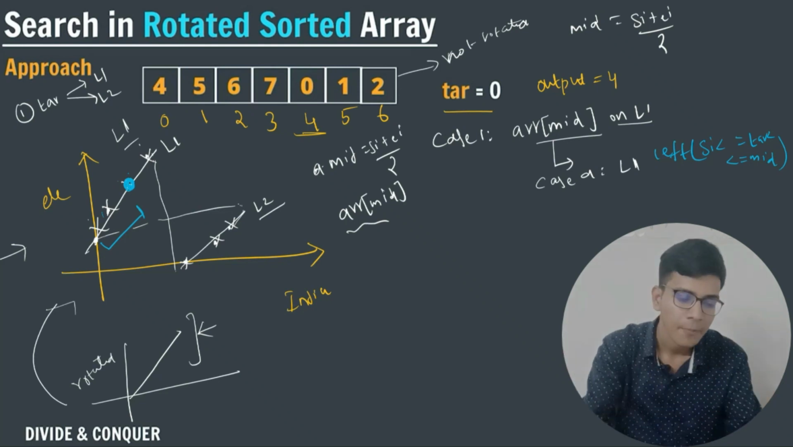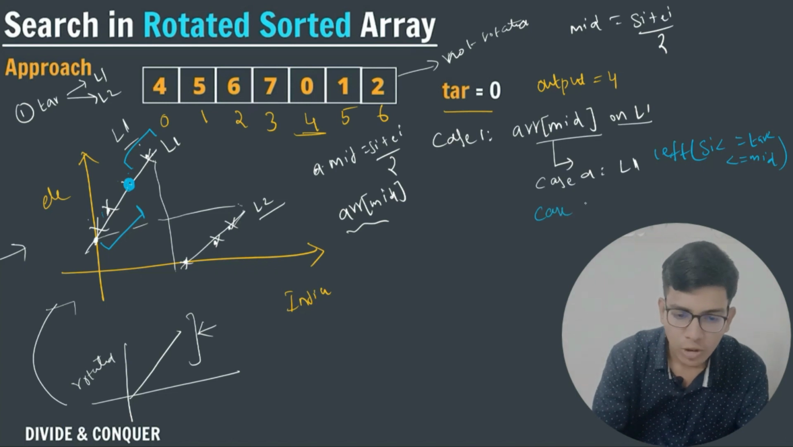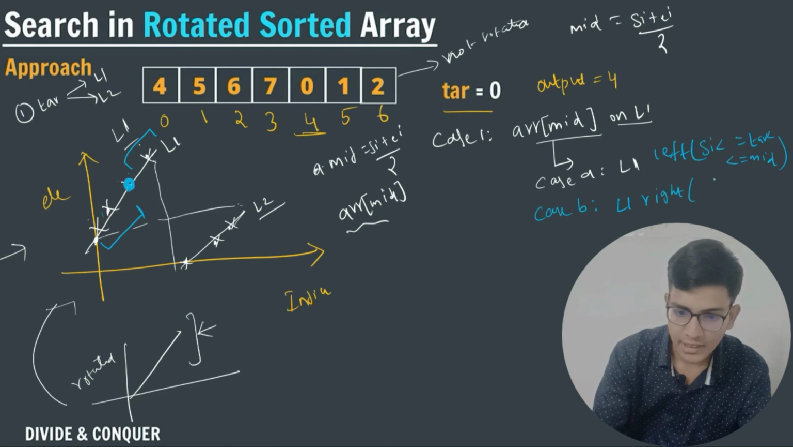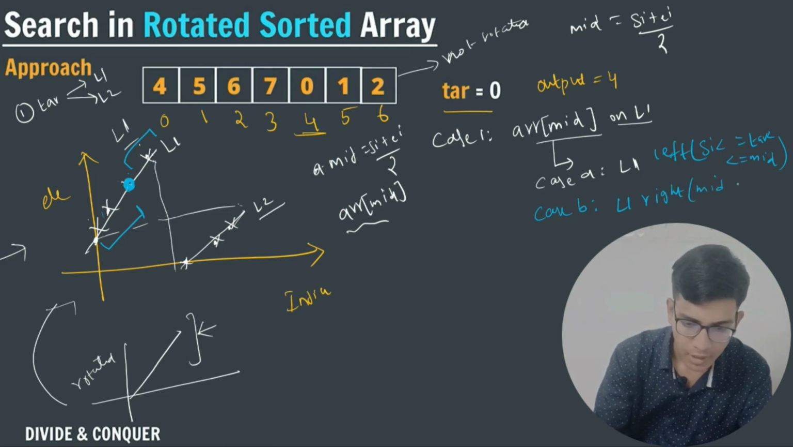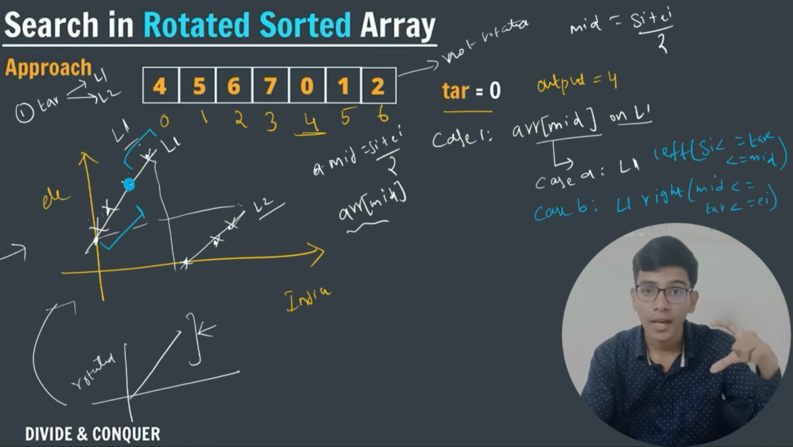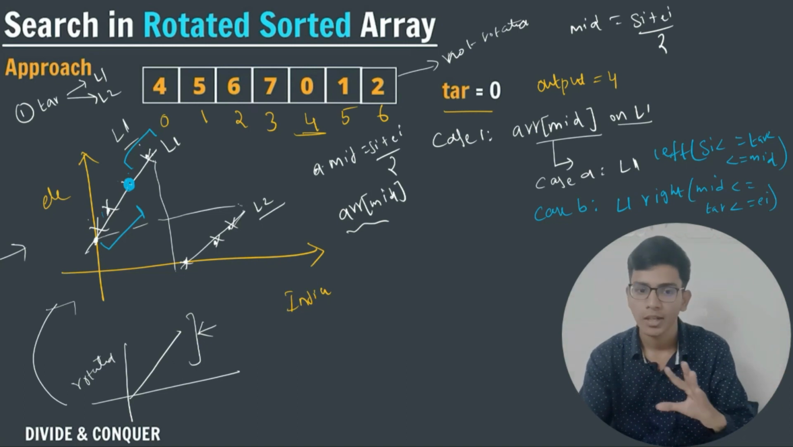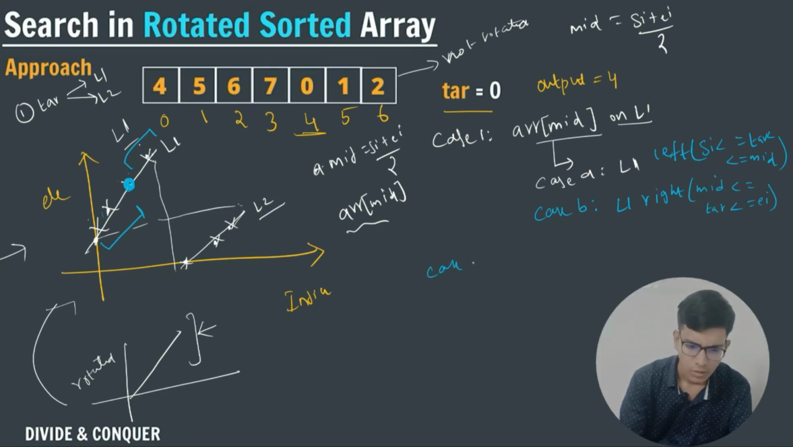Got it? After that, in the second case, what if our mid value is less than my target value? It means that my target will lie somewhere here. Our case 2 will be on line 1 right side, that is, our mid is less than or equal to our target, and our target is less than or equal to ending index, right? So this is the condition I have obtained if the particular mid value lies on the first line. So let us talk about the second line.